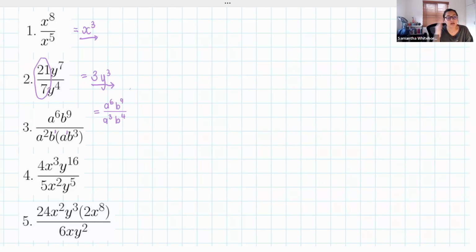Okay, it wasn't a power raised to a power needing to distribute. It was just normal multiplication. Now we can go and simplify. A to the power 6 divided by a cubed is a cubed. B to the power 9 divided by b to the power 4, b to the power 5.